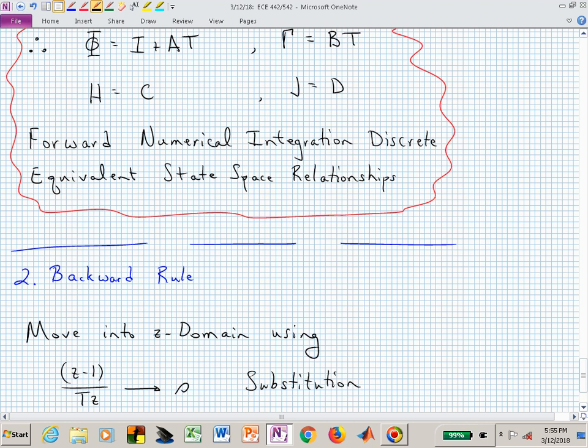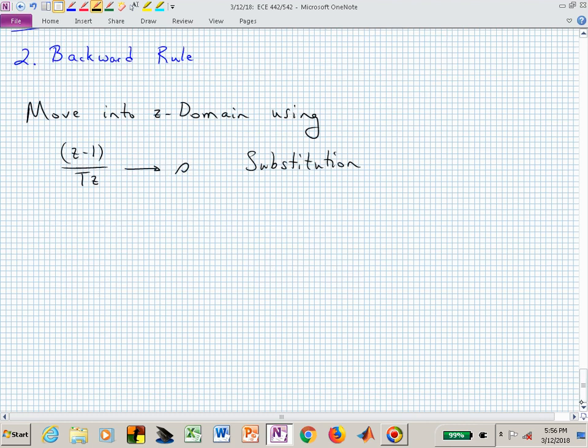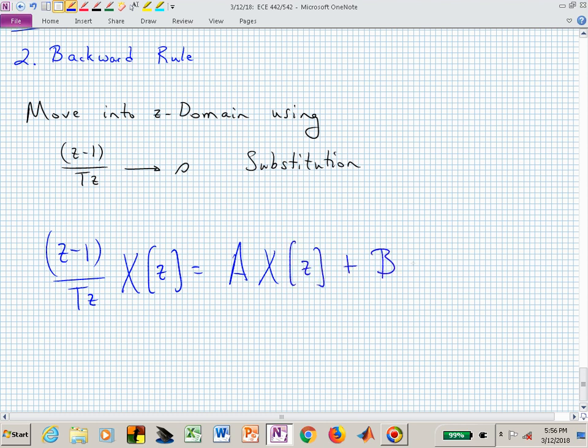Now what we want to do is move into the z domain for the backward rule, which means s now will be replaced by z minus 1 over Tz. So let's do that. Now we have z minus 1 over Tz times capital X of z is equal to the right-hand side, matrix A X of z plus matrix B E of z.